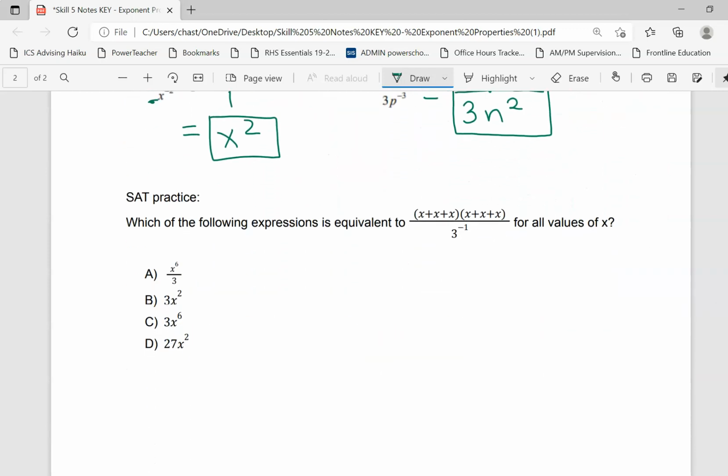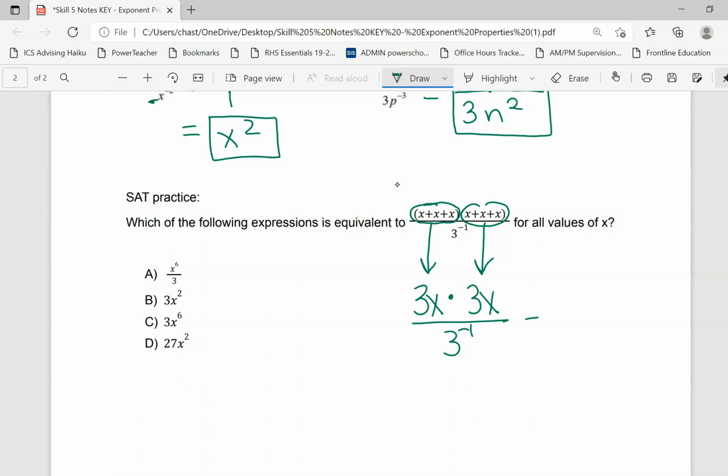All right, this is the SAT practice problem. So when we look at this one, I want to know which of these 4 expressions is equivalent to what we have here. First thing we need to remember is if we have repeated addition, like x plus x plus x, that's going to be rewritten as 3x. And this one, same thing, another 3x.